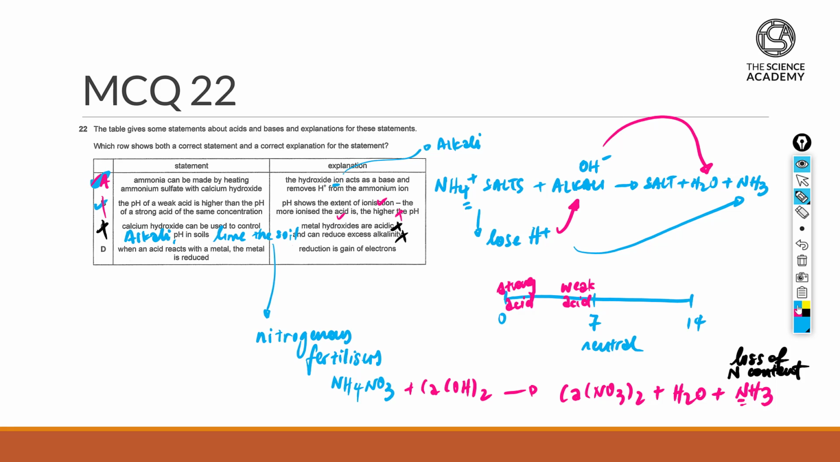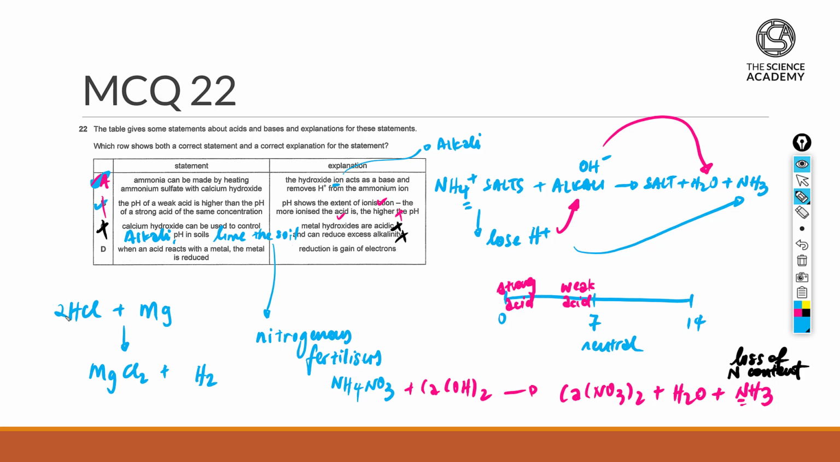Now towards the last one here, we're looking at when an acid reacts with a metal, the metal is reduced, and we would write out the equation here. If I have just a generic hydrochloric acid plus magnesium, we will get a salt plus hydrogen gas. So the salt here will be magnesium chloride plus H2.